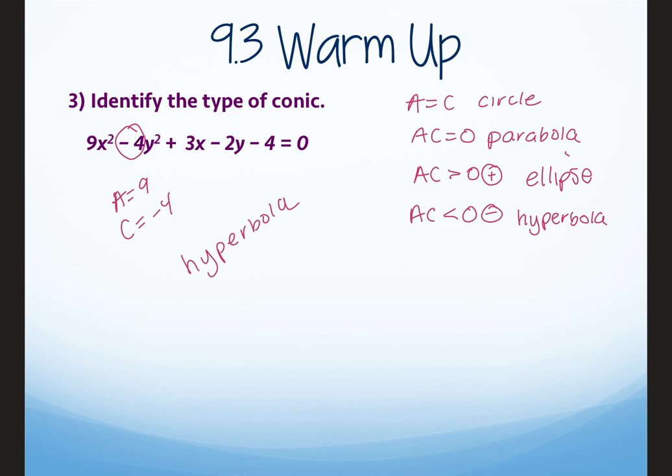Identify the type of conic. Your A is 9, your C is -4. That product would be negative, which makes this a hyperbola. When it says the word classify or identify the type, and it's going to be multiple choice, you just want to use your trick, your AC trick. Can you find it that way? Yes. Did you waste a crap ton of time? Yes.